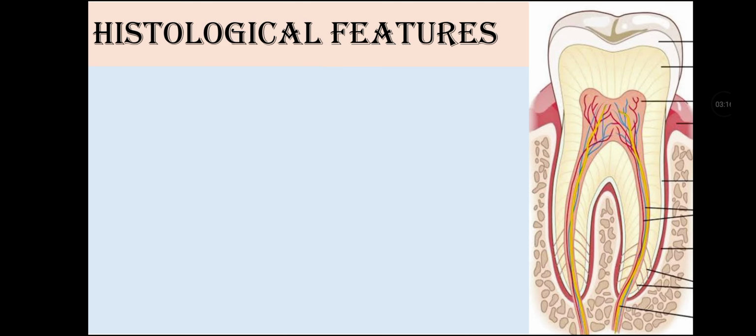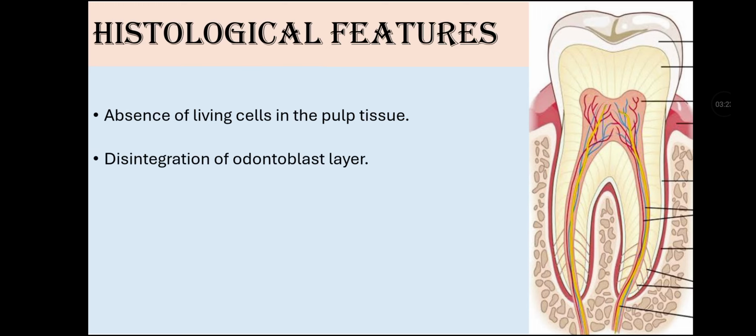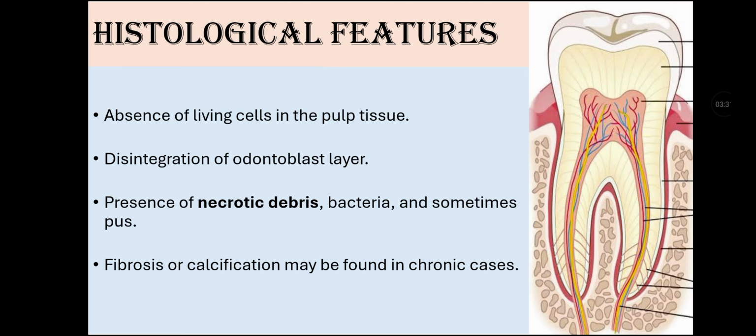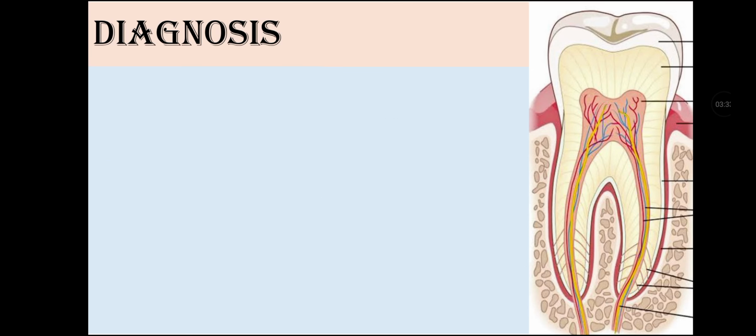Now let's talk about histological features of it. There is absence of living cells in the pulp tissue as there is necrosis. Disintegration of odontoblast layer is there, and then there is presence of necrotic debris, bacteria, and sometimes pus is also there. Fibrosis or calcification may be found in chronic cases.